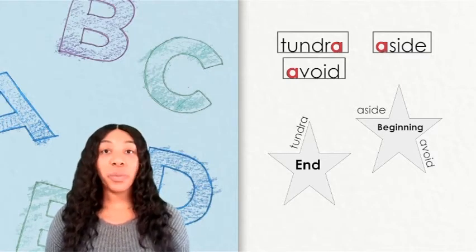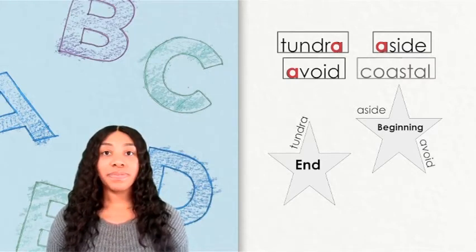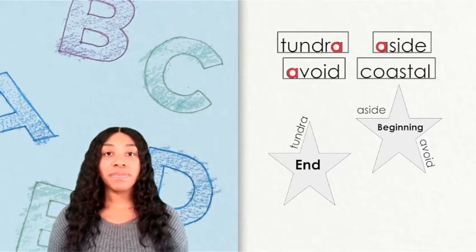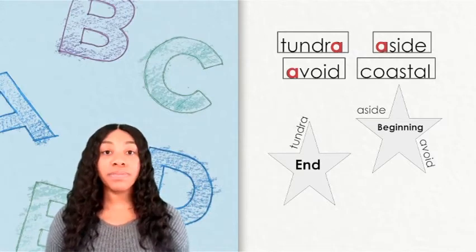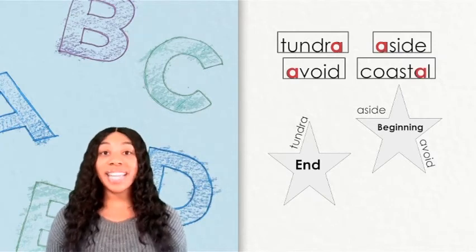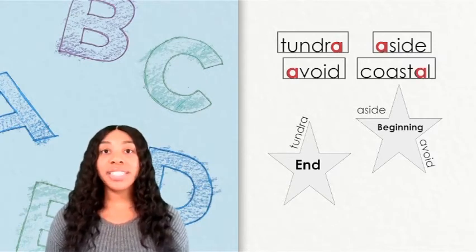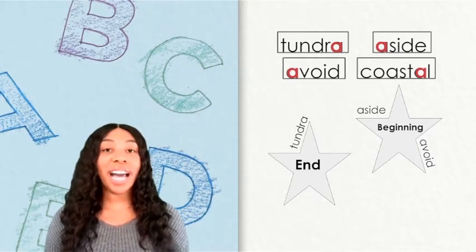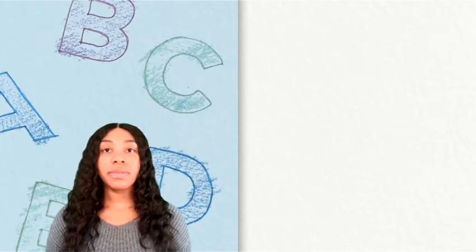Here's our last word. Can you pronounce this word? The word is coastal. As you can see, the word ends with A, but it sounds like uh. Which star does coastal belong on? Coastal goes on the end star.